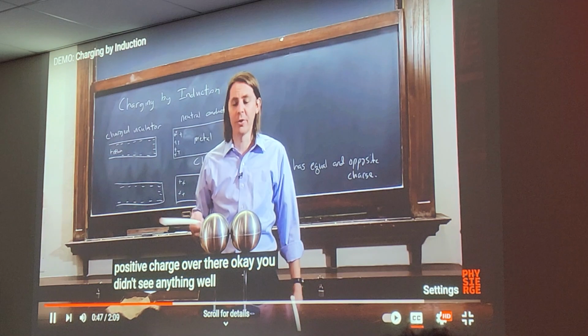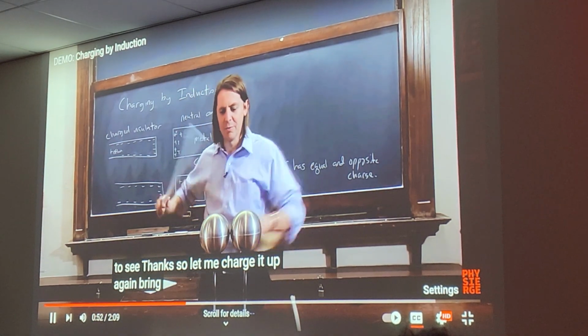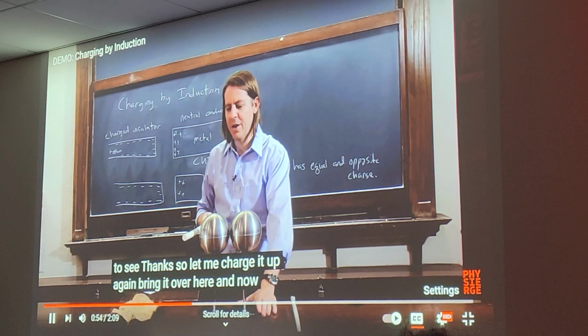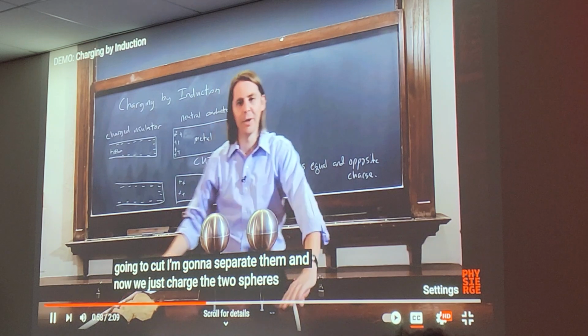You didn't see anything. Well, there's nothing. So let me charge it up again. Bring it over here. And now I'm going to cut. I'm going to separate them. And now we just charged the two spheres by induction.